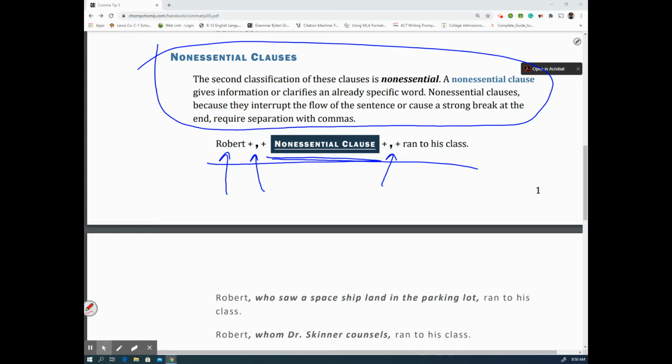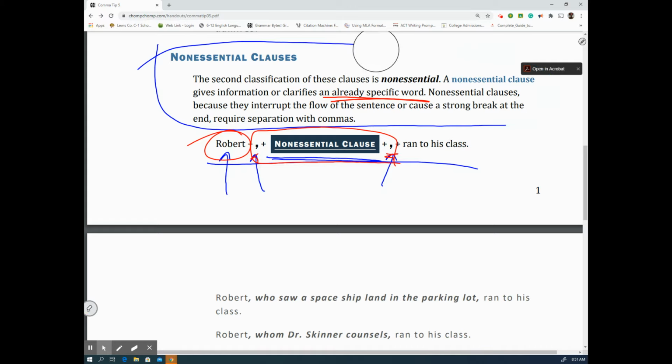Again, second classification of these clauses, non-essential. It gives information or clarifies an already specific word. I hope you highlighted that. All right, so I have someone specific here. It's Robert, the one and only. All right, Robert ran to his class. So anything that we have here gives more information. Non-essential clause, it's going to use these commas here. Okay, so that's the structure.